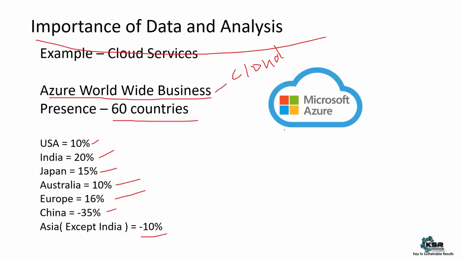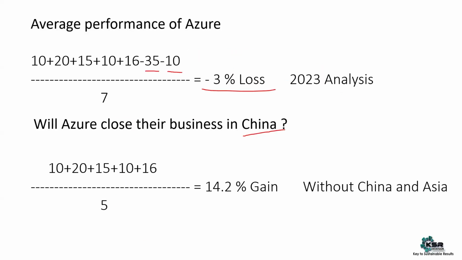This is just percentage information. But if you compare the profit percentage, removing this minus 35 and this minus 10, there is a gain of 14% overall. Profit percentage is comparatively high. So this is how information should be analyzed. You should not always jump to the conclusion that there is a loss of 3%. Accepted, but China business is very small for Azure.